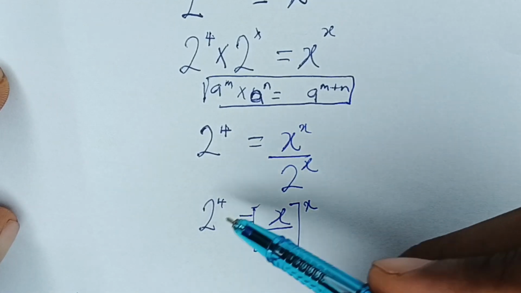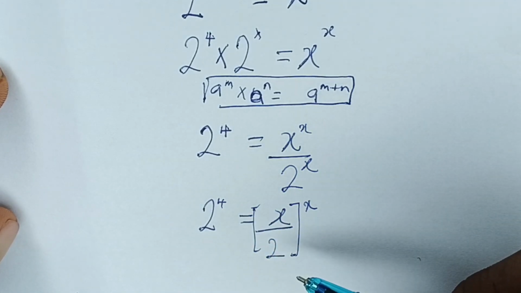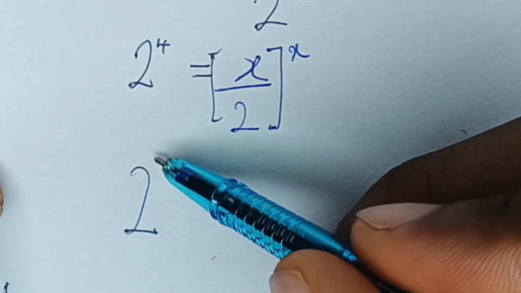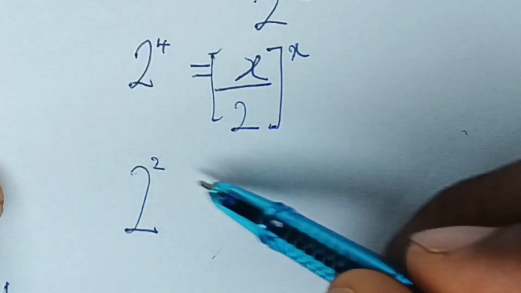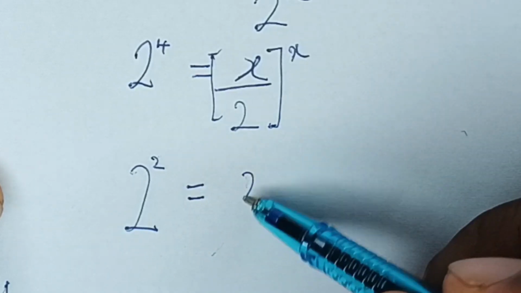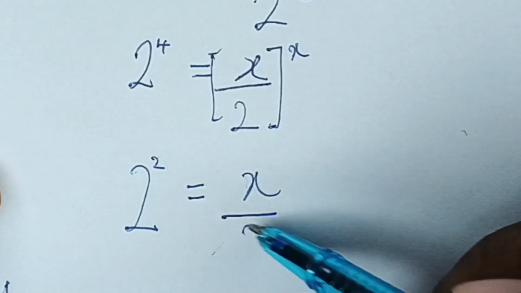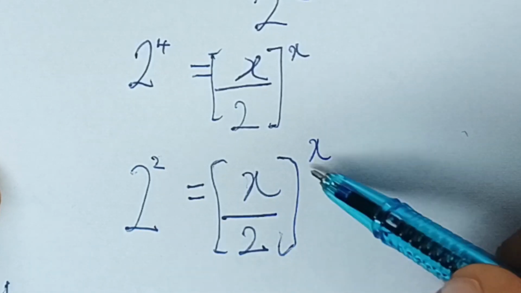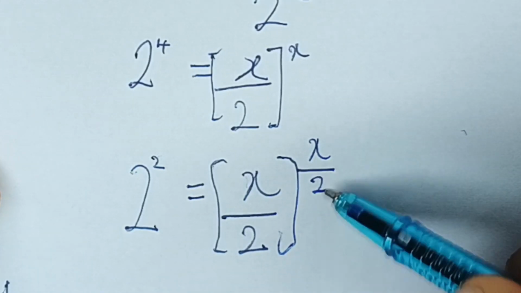Now let's divide both powers by 2. Okay, so we'll have 2 raised to power 4 divided by 2, which is 2, is equal to x over 2 raised to power x over 2.